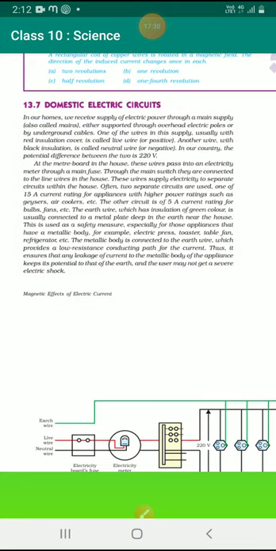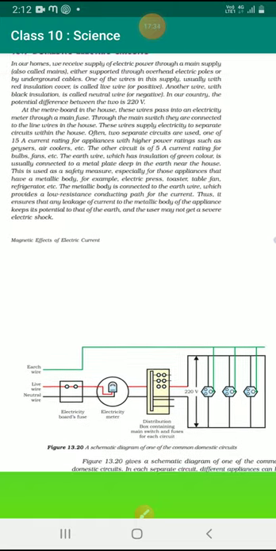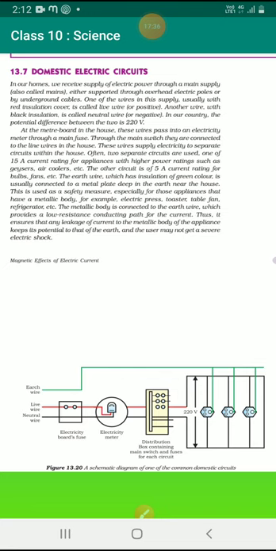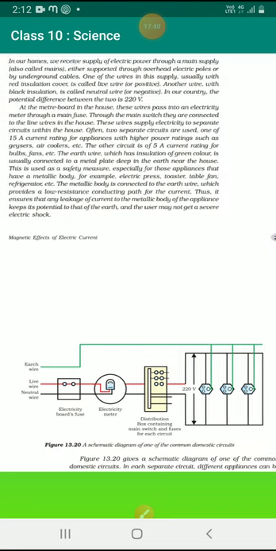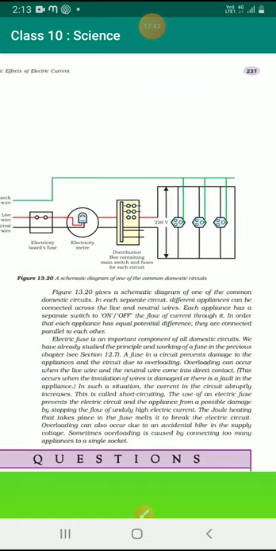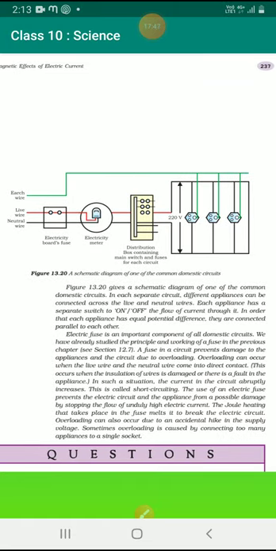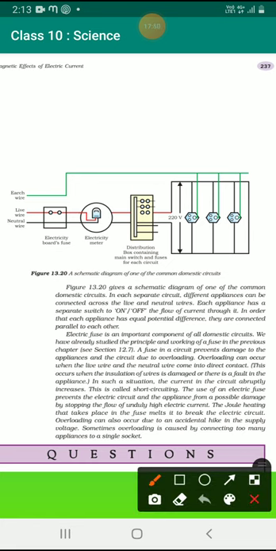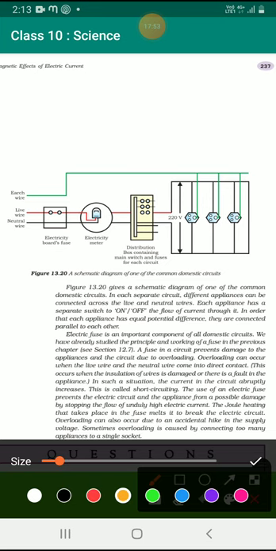Next is the domestic circuits. Domestic means household circuits. In our houses, the circuits that are made are called domestic circuits. Let me discuss the diagram, and after that we will discuss with the textbook. Look here, there are three wires given: one is green, one is red, another is black. Black is the neutral wire, red is the live wire, and green is the earth wire.